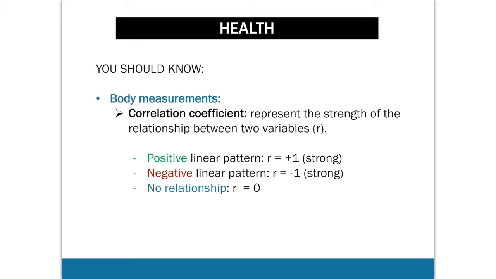Another thing we need to look at is working out the correlation coefficient, or R. This represents the strength of the relationship between two variables. A positive linear pattern is where our correlation coefficient is positive, and a strong one is when it's +1. A negative linear pattern is when our correlation coefficient is a negative number, and in this case a strong negative correlation coefficient is -1, and no relationship is when R equals 0.